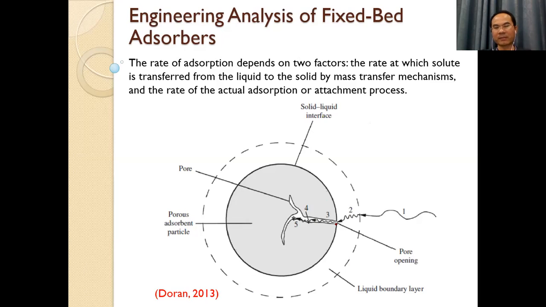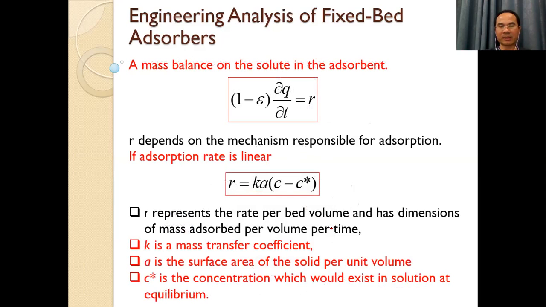The solute accumulates on the surface. That's right. And number 5 is the movement of the solute along the adsorbent surface inside the pore. That is the mechanism of surface diffusion. Okay. Mostly, that's right.